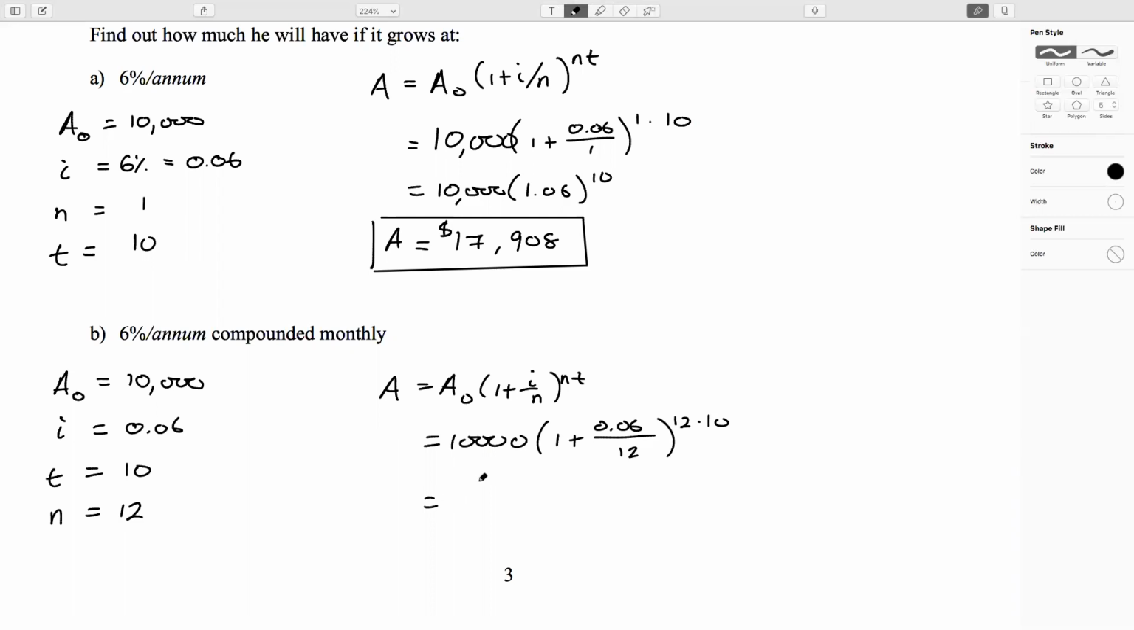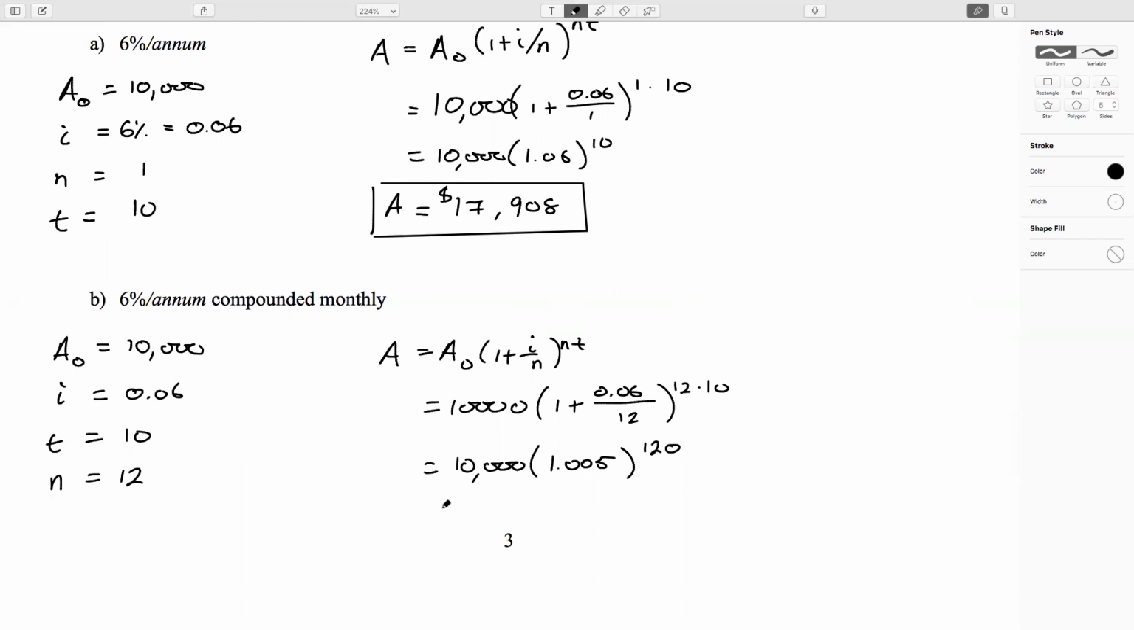This simplifies into 10,000 times 1.005 to the power 120. If he compounds his money monthly, what that actually means is that once a month, the interest is calculated based on your interest. Instead of 17,908, Tim will have $18,194.